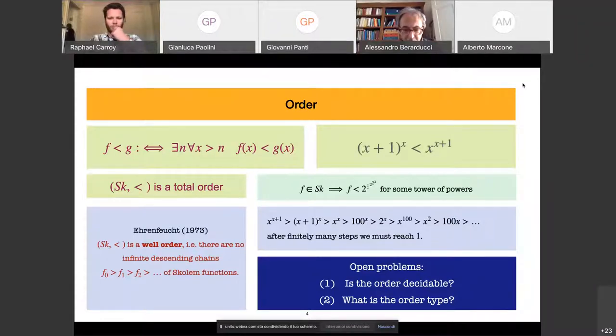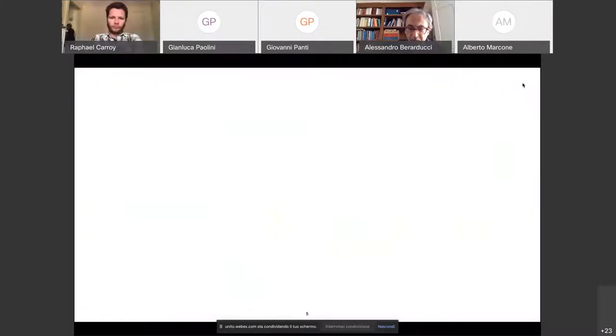In particular, the first one is striking because it looks like a high school problem to decide the order, but it's still an open question. And it's a particular case also of the big open problem of the decidability of the reals with exponentiation. Regarding the order type, the conjecture of Skolem is that the order type is epsilon zero. But let's first deal with the first problem, the decidability of the order.